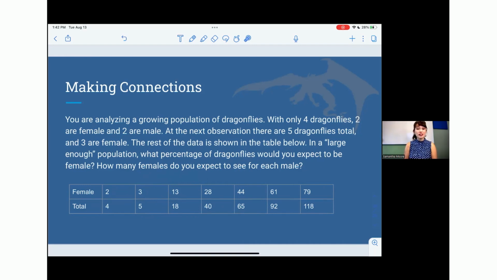Okay, so we're estimating based on thinking about this as percentages of the population and so forth. It looks like the percentage is bouncing around 66%. And so you would expect about 2 females per each male dragonfly.